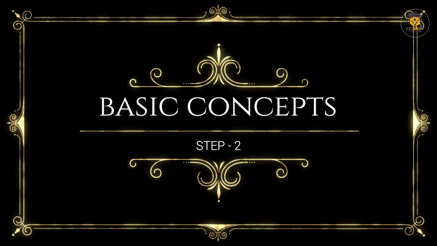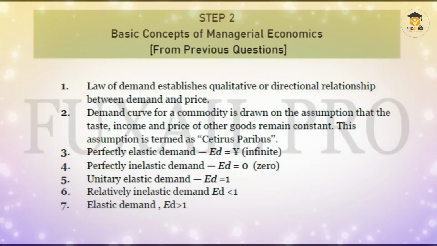Step 2: Basic concepts of managerial economics from previous questions. 1. Law of demand establishes qualitative or directional relationship between demand and price. 2. Demand curve for a commodity is drawn on the assumption that the taste, income, and price of other goods remain constant. This assumption is termed as ceteris paribus.